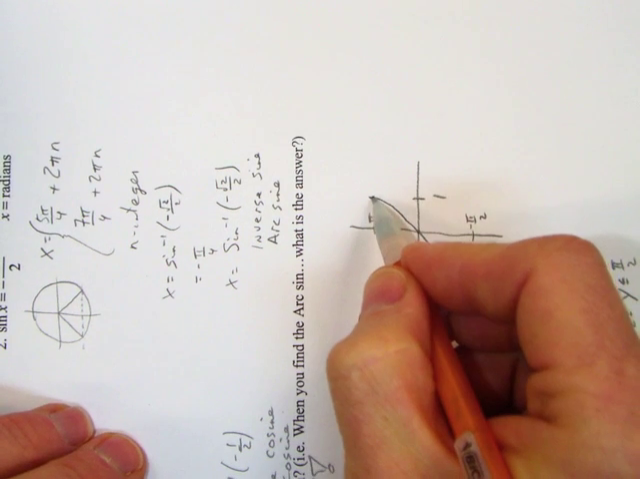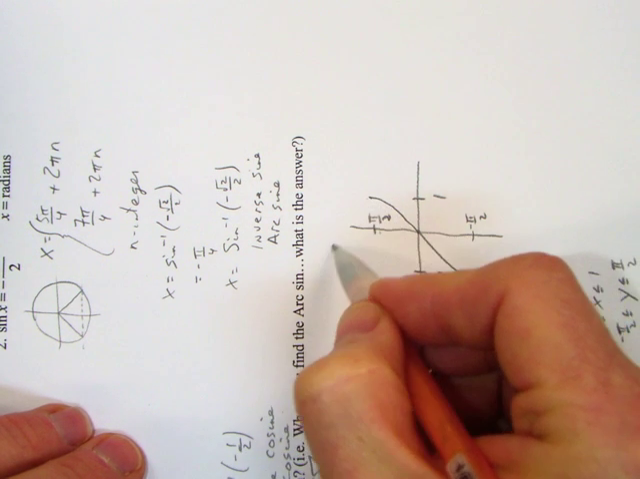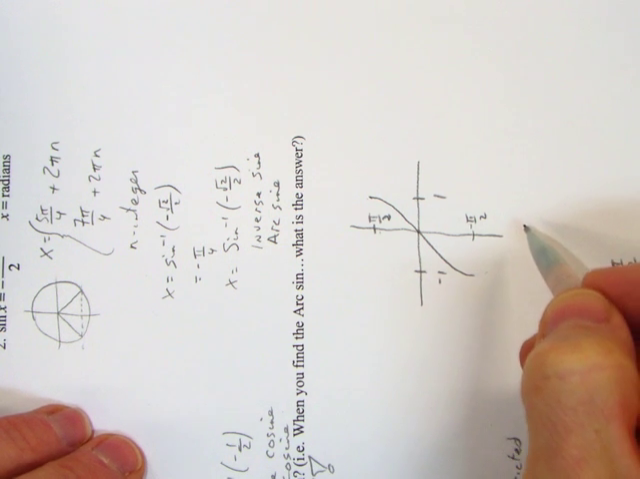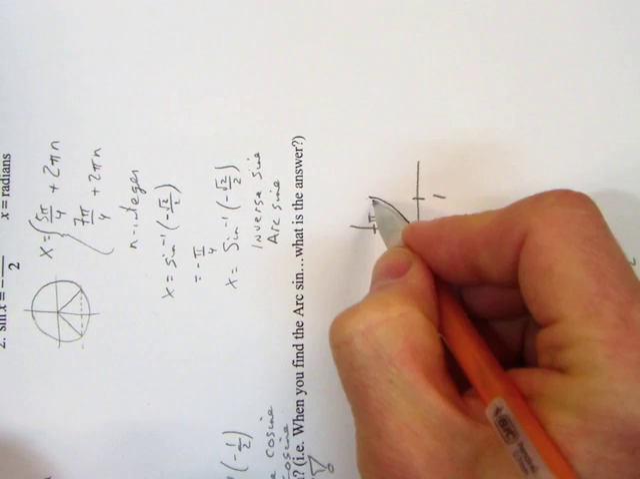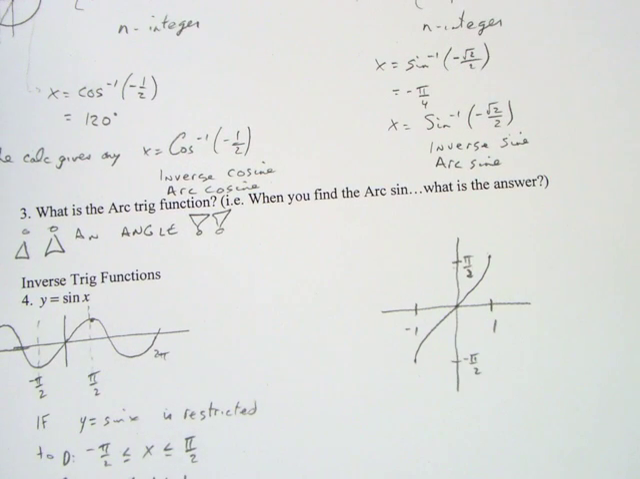Now, theoretically, we could continue this around, but would that be the function? No, that would just be the relation. And so with the restricted values, this is our inverse sine graph. Now, my scale is not perfect, but there's your basic shape of it.